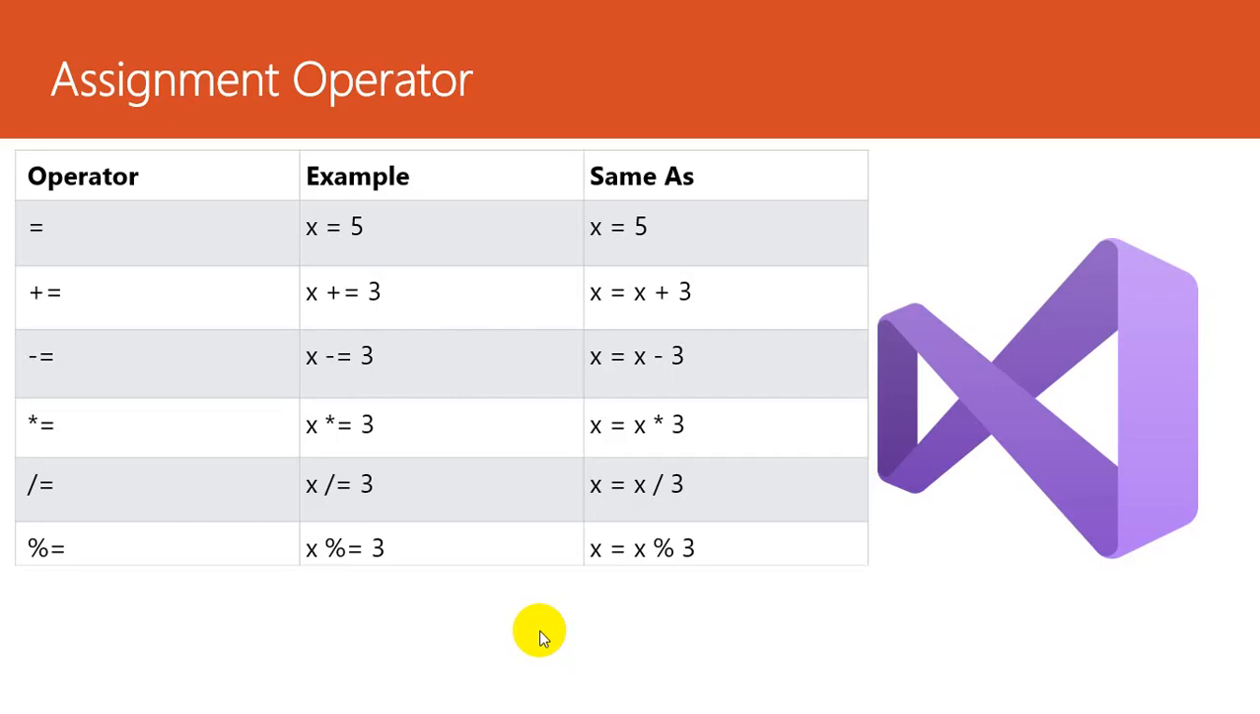Next is the assignment operator. You are already aware of the equal sign, x equal 5. We have already used this in the examples. The next is the plus equal operator. In the example you can see x plus equal 3, which is the same as x equal x plus 3. Similarly, x minus equal 3 is equal to x equal x minus 3. Similarly, star equal, slash equal, percent equal, all are the same. So let's see it in the example.